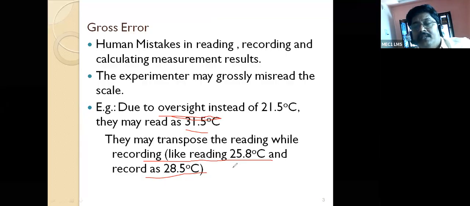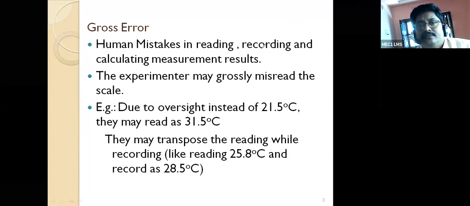One member is telling me 25.8, and I am some distance away, 1 meter or 2 meters. Due to a listening problem, I will write 28.5 degrees centigrade. These are all problems made by the human, not by the instrument, right? So now you got it clear. Gross error is okay, right? Next we'll go for the next error.